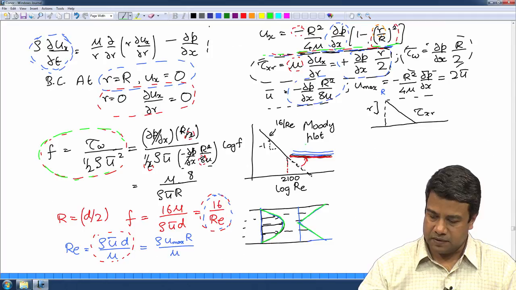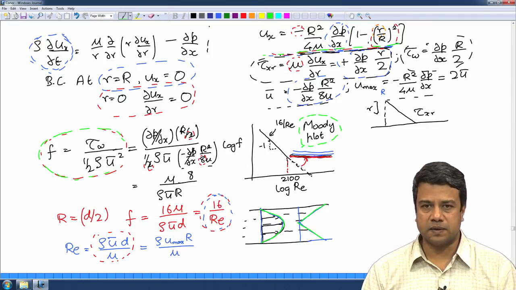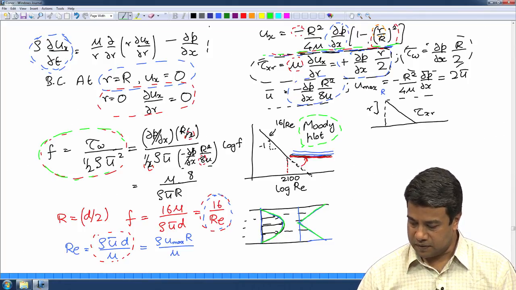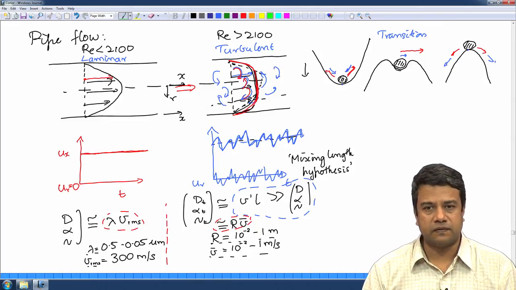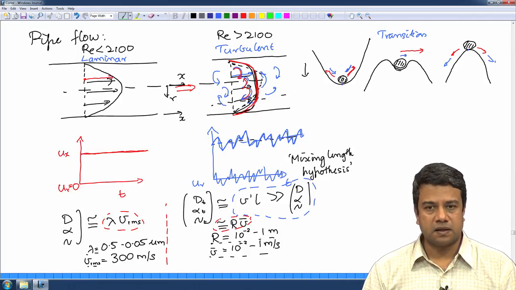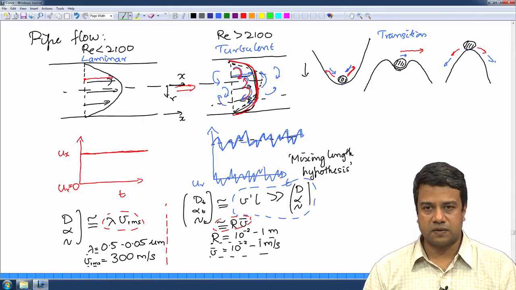In the Moody plot that you see here, the friction factor goes as 16 by Re so long as the flow is laminar. At some point there is a transition. At that point the flow is not steady anymore. You have viscous eddies which transport momentum in all directions, in particular the cross stream direction. Velocities are fluctuating in all three dimensions, and the transport of momentum as also mass and energy is due to the fluid velocity fluctuations rather than the molecular velocity fluctuations.